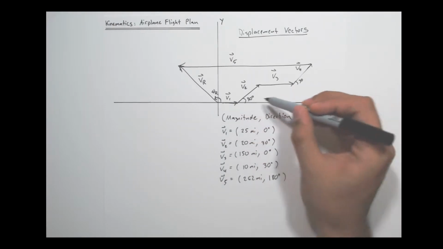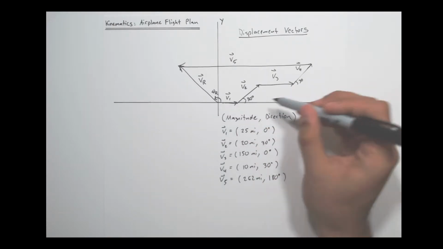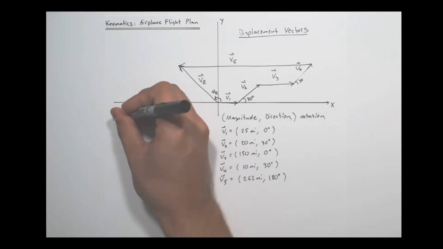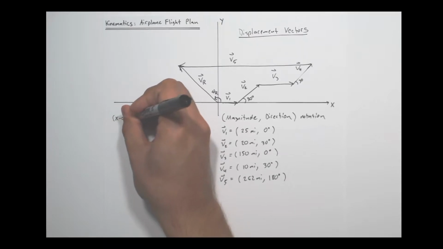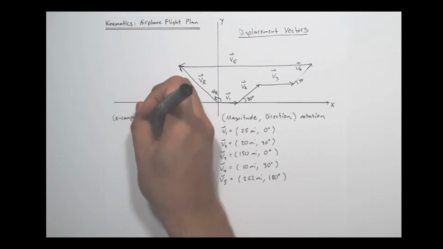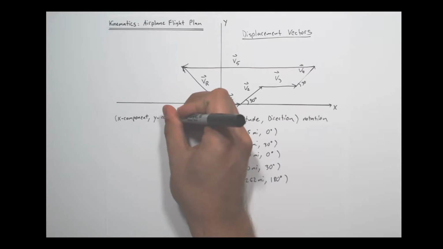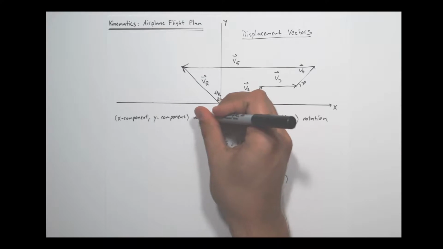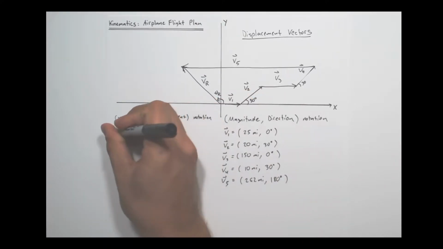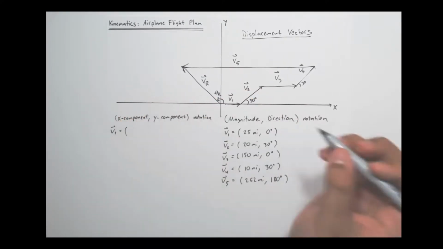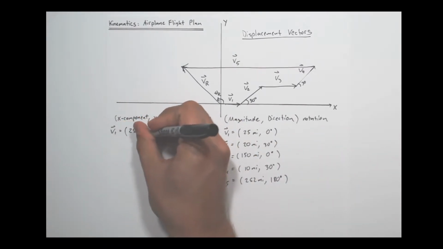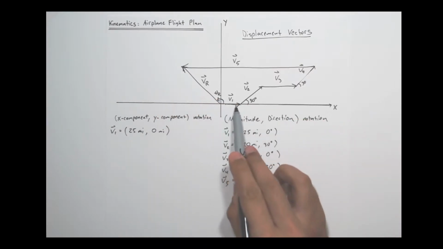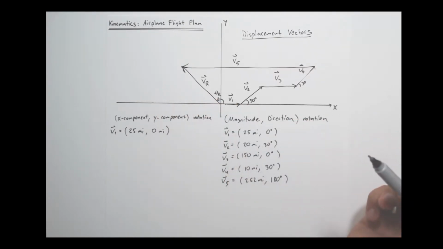v1 has an x component. It has a projection to the x-axis that is actually just equal to the magnitude of the vector. So I can come over here and start writing my x component, y component notation. And so for v1, it's really easy. You could just write it directly. I'm going to have 25 miles, comma, 0 miles. So I have an x component of 25 and a y component of 0. So that was pretty straightforward.